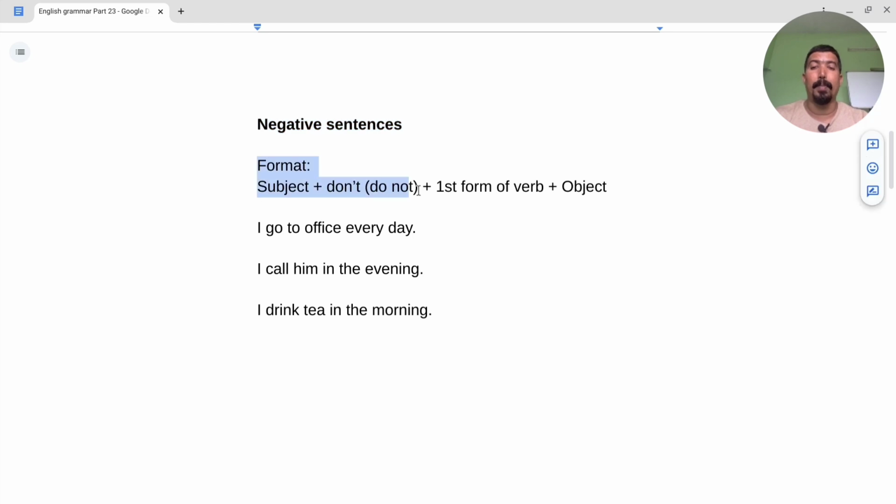Format is subject plus don't or do not. That is a negative sentence, right? These are negative words here. Subject plus don't, or you can say do not. Do plus not is equal to don't. That is a contracted form.